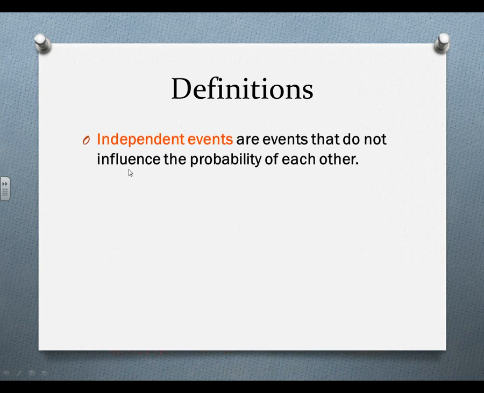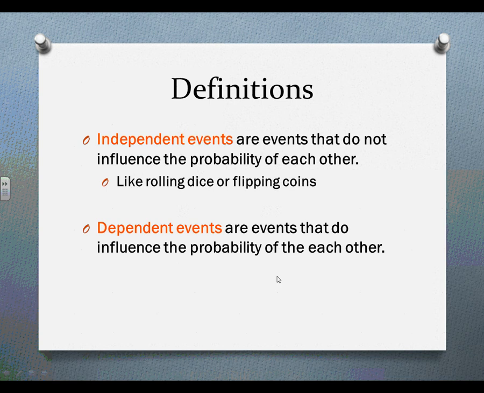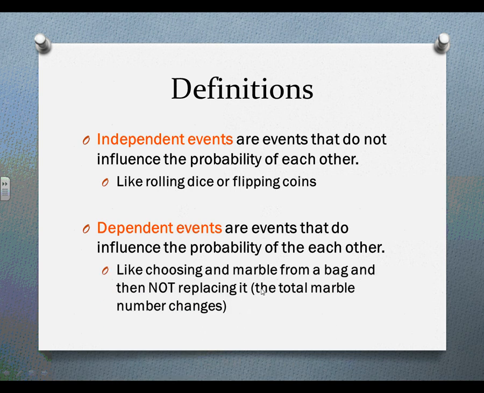That one is that they can be independent events, that is, that they do not influence the probability of each other. An example would be rolling a dice or flipping a coin. Or the events could be dependent. In that case, they do influence the probability of one another happening. An example would be choosing a marble from a bag and not replacing it, or taking a card out of the deck and not replacing it. Those events would be dependent.